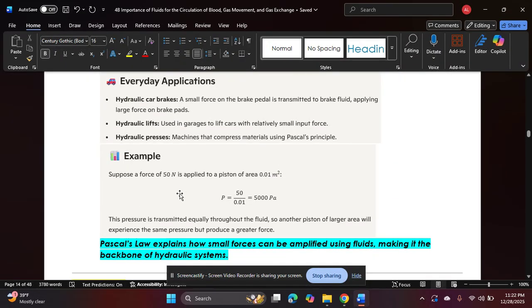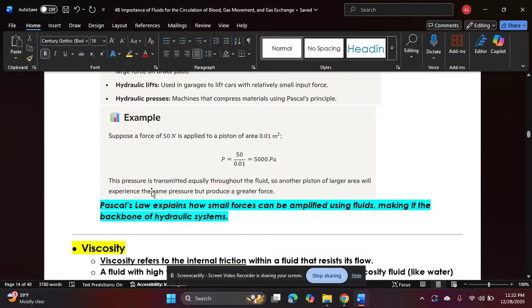Suppose a force of 50 Newtons is applied to a piston of area 0.01 meter squared, right? So P equals 50 divided by 0.01, which equals 5,000 pascals. The pressure is transmitted equally throughout the fluid, so another piston of large area will experience the same pressure but produce a greater force, right?